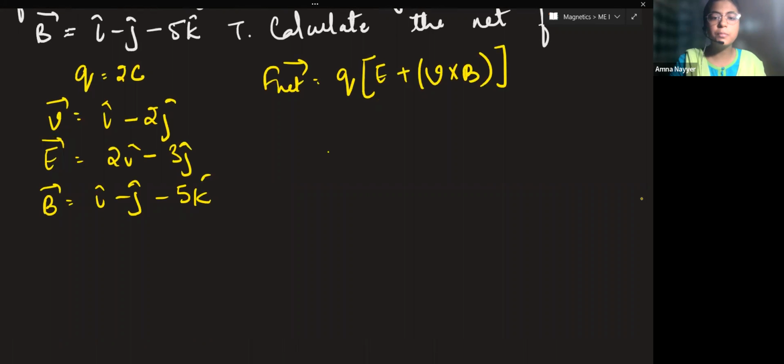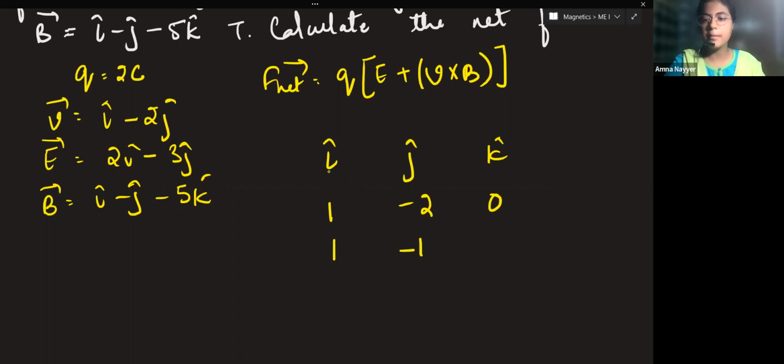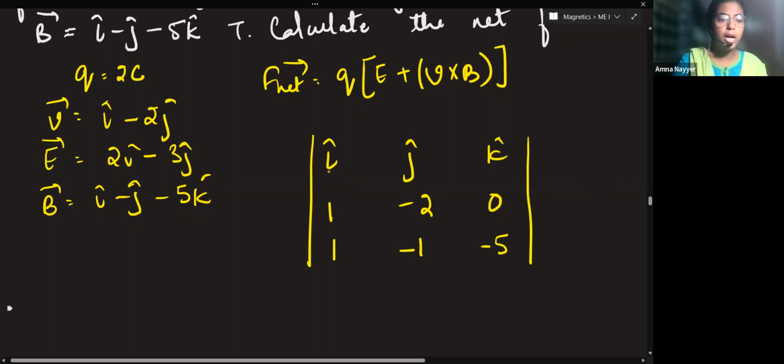So V cross B, determinant system. I cap, J cap, K cap. For V, the coefficient of I cap is 1, the coefficient of J cap is -2, and there is no K cap, so 0. For B, the magnetic field, the coefficient of I cap is 1, of J cap is -1, and of K cap is -5. This is the determinant system. Now I am finding V cross B. I think in this batch we have already discussed it.